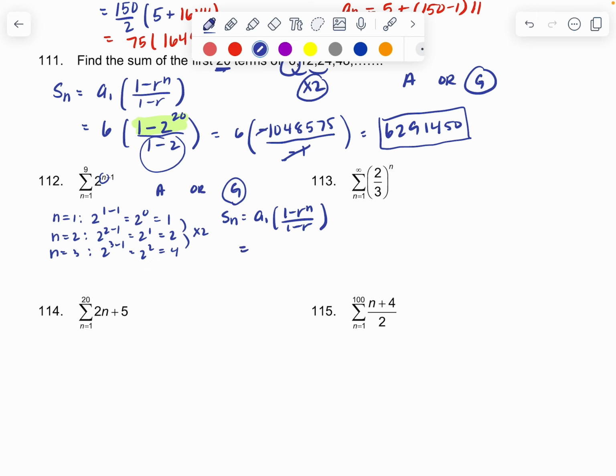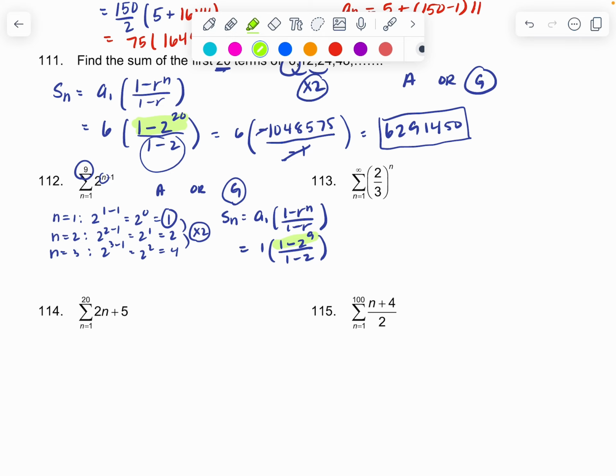So let's see what I've got. Do I know a sub 1? Yes, I do. The first term is 1. So it's 1 times 1 minus, the ratio was 2, to the n, that's the number of terms, which is 9, all over 1 minus r, which is 2. So again, just like before, I'm going to plug in the 1 minus 2 to the 9th first. So let's do that.